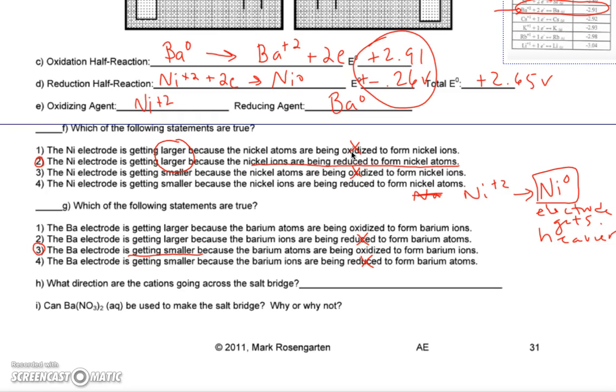In what direction are the cations going across the salt bridge? Well, what we saw in that diagram up above is that they are going to the left in this case. They are going towards the nickel half cell, or the nickel side. They're going towards the nickel side. Okay. Can barium nitrate be used to make the salt bridge? Why or why not? No, it cannot be used to make the salt bridge because it is one of the electrodes.